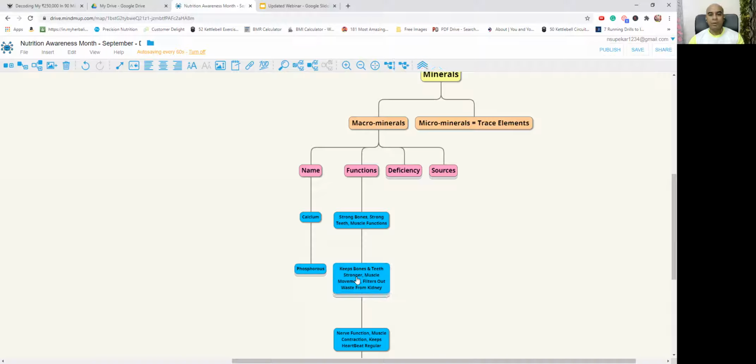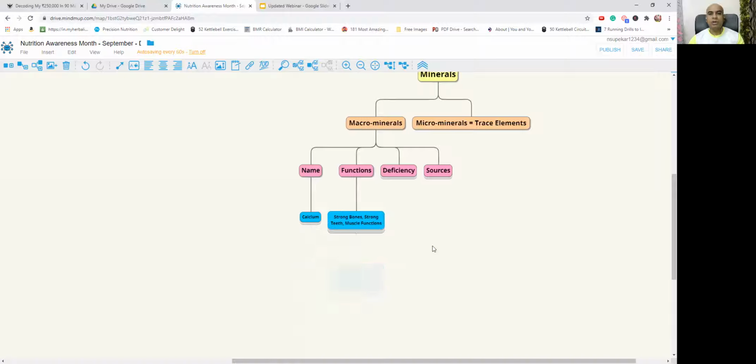the function of, I'll just close this. Okay, so the main function of calcium is to make our bones and our teeth stronger. Calcium also plays a very important role in the functioning of our muscles. As we all know, our bones are made up of calcium.